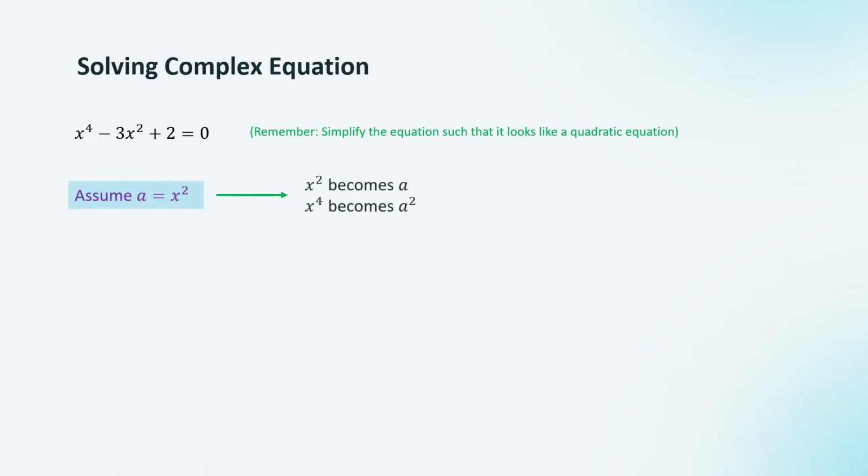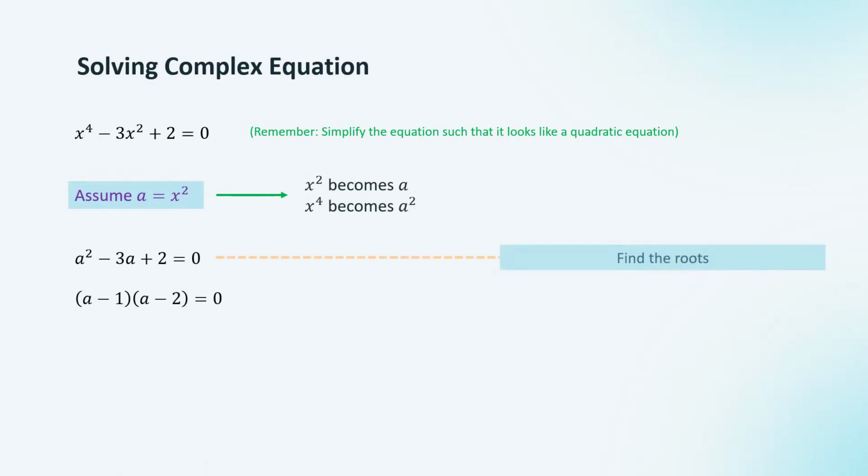So in the next example, as you can see, this doesn't look like a quadratic equation at all, but it's very similar, right? So we need to remember that we can simplify the equation such that it looks like a quadratic equation. Again, we need to assume something. We assume that a is equal to x squared, so x squared becomes a, and then x to the power of 4 becomes a squared. We can try to substitute this and we get a very nice quadratic equation. Again, we can try to find the roots. I'll try to do it by factorization and we have a equals 1 or 2.